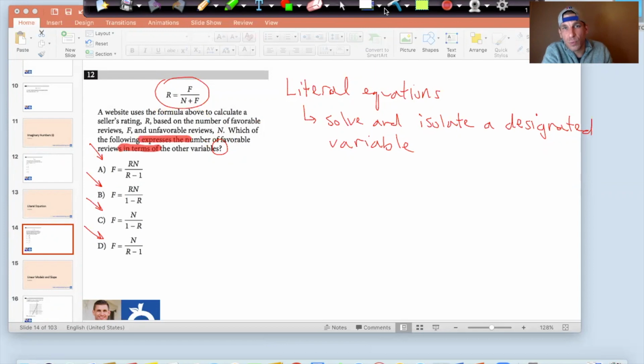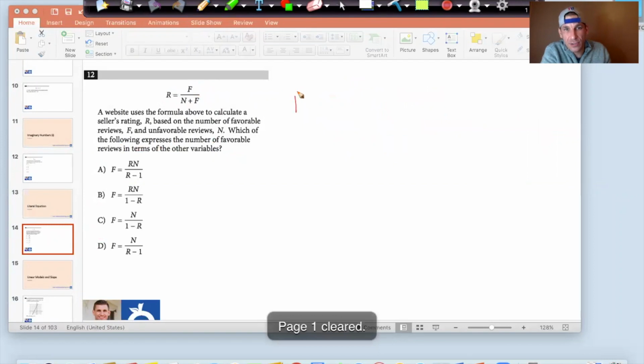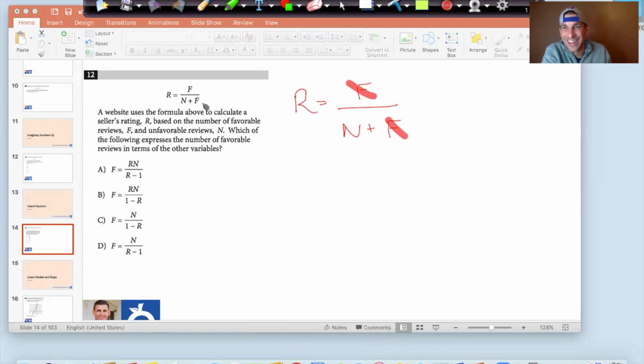In this case, what you want to pay attention to, and this is the reason why I wanted to do this problem, is that your question says R equals F over N plus F. And this seems odd because guess the thing they want you to solve for? They want you to solve for F, right? So the question is, how are you going to get F by itself if it's on both sides of the fraction? The first thing you want to do is always remove the fraction. And the way you remove any fraction is you multiply by the reciprocal, okay? So you're going to cross multiply this n plus f over here.